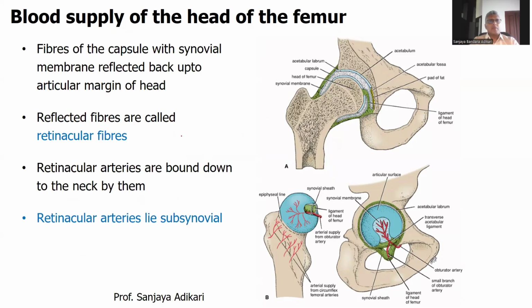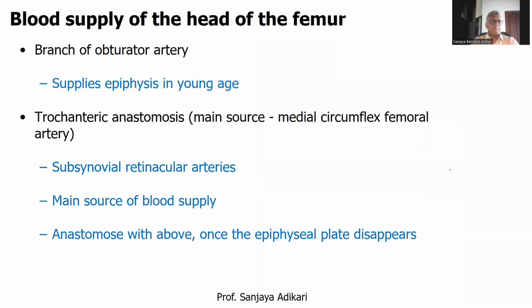So I have mentioned here the retinacular fibers and their position, as you can see here, the retinacular vessels pass like this. They are called subsynovial because your synovial membrane is reflecting here. The retinacular fibers of the capsule themselves stop at the hyaline cartilage here, so the vessels also stop there and they supply the head. I have mentioned whatever I described here.